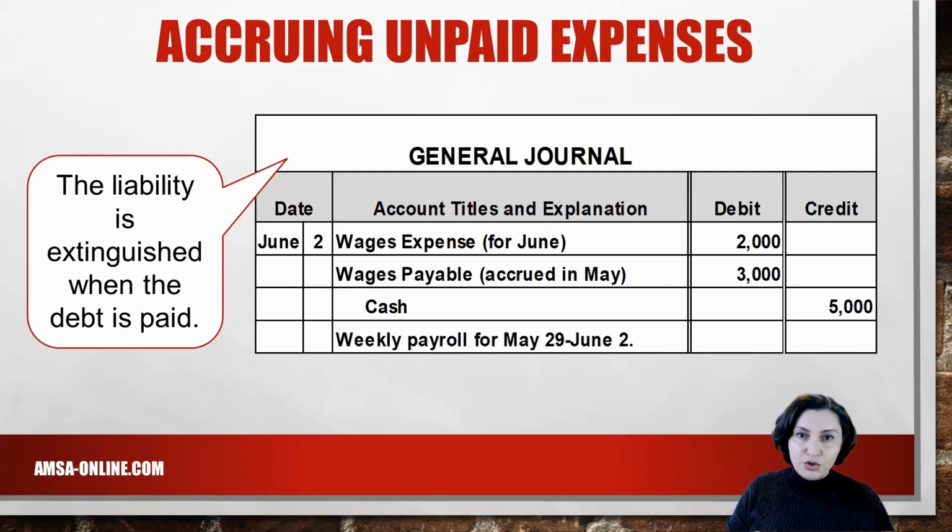Wages expense should have a debit for $2,000, the portion of the total payroll applicable to June. Next, eliminate the wages payable for $3,000. The balance in the wages payable account is now $0. Finally, credit the cash account for the full cost of the payroll, $5,000.